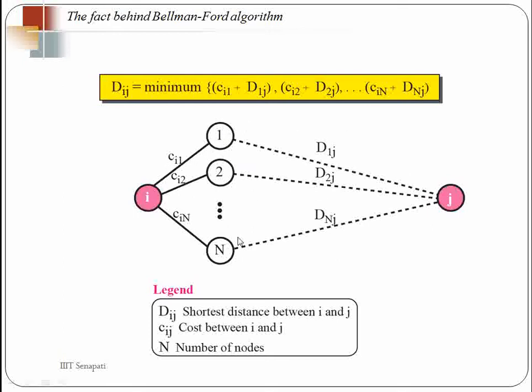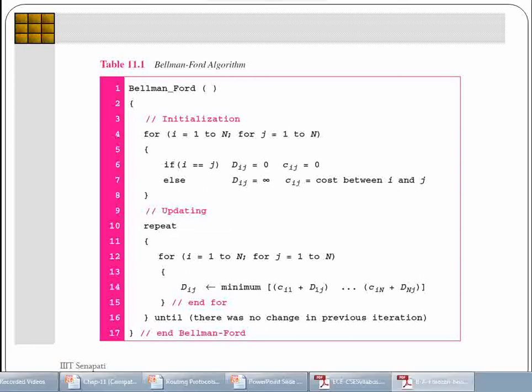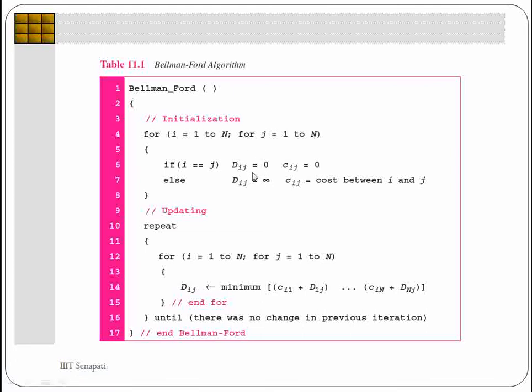So this is what we can do in Bellman-Ford algorithm. Initially we will initialize it with all zeros, and sorry, if the cost is 0, right? If i is equal to j, in that case we are saying the distance is 0. Otherwise the distance between these two nodes, if they are not same, then the distance is infinity.